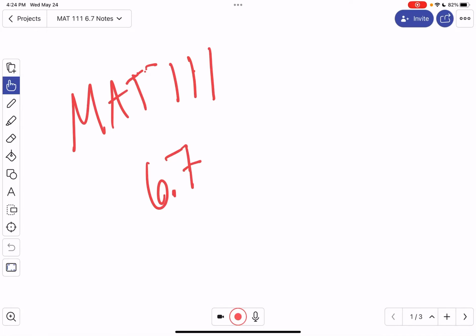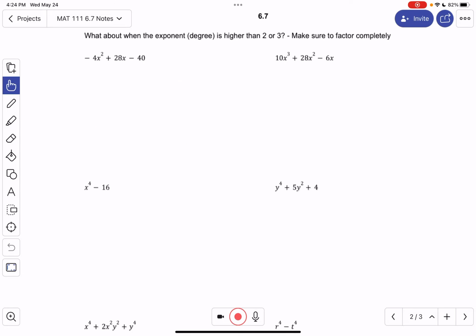This will cover section 6.7, which will wrap up our discussion on factoring. So far we've talked about factoring when there's 4 terms, when there's 3 terms, and when there's 2 terms. And the 3 terms, or the trinomials, always had the highest exponent of 2. For example, like this first one where we did the tic-tac-toe factoring.